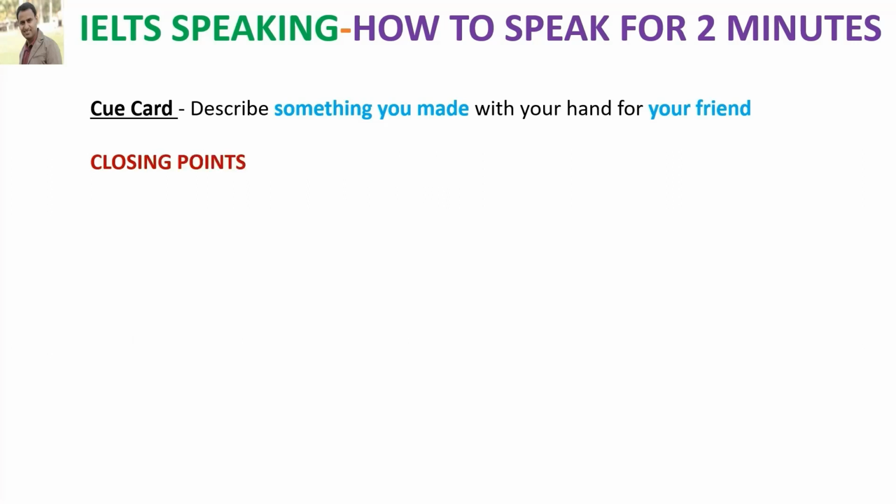And finally come the closing points, which are as important as any other part of the cue card. Just like writing, your speaking is also measured on coherence. So you have to make sure that you make a story which has a flow and makes sense. Simply talking about the topic of the cue card will not get you good bands. You have to present your cue card as a well-written story to make it more impressive.